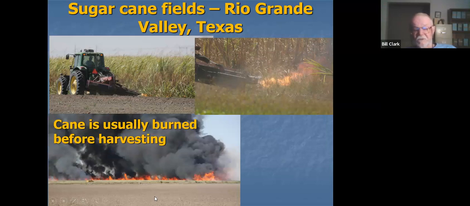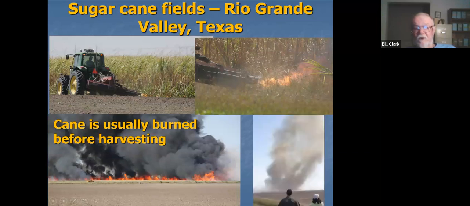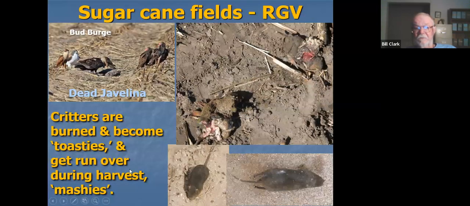And the turkey vultures are somewhat attracted to them, and they'll come over. And then after they burn for a while, the field is harvested, usually a day or 2 or 3 days later. And after they harvest it, the field is exposed, and it has a lot of burned prey and some that become run over. So we have toasties and mashies here. There's little bits of animals that are in the field. And so the scavengers, like turkey vultures and caracaras, are attracted to that, and they come in and they start feeding.